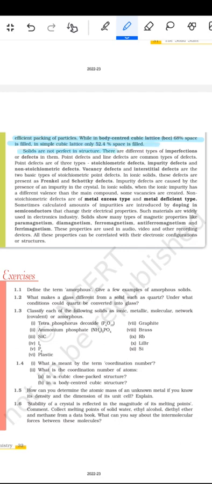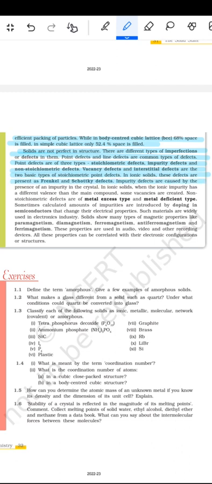Solids are not perfect in structure. There are different types of imperfections or defects in them. Point defects and line defects are common types of defects. Point defects are of three types: stoichiometric defects, impurity defects, and non-stoichiometric defects. Vacancy defect and interstitial defect are the two basic types of stoichiometric point defects. In ionic solids, these defects are present as Frenkel and Schottky defects.